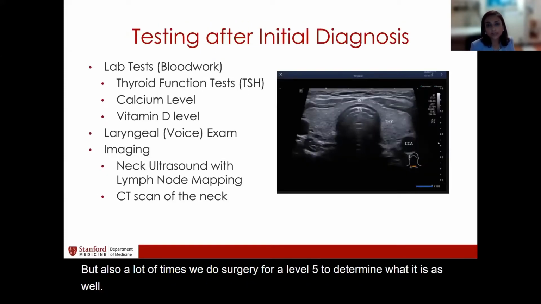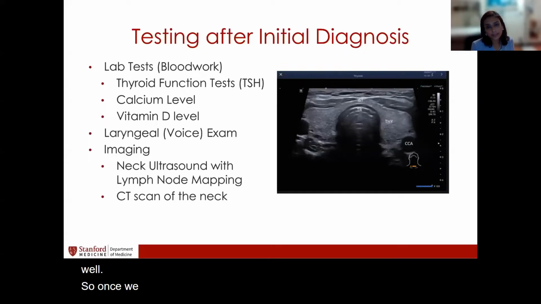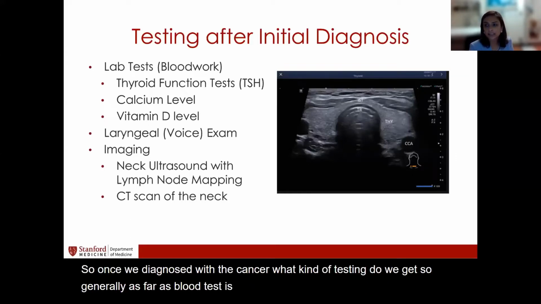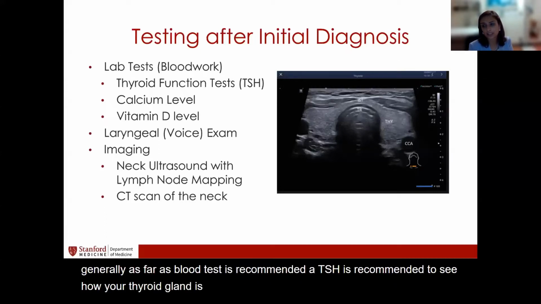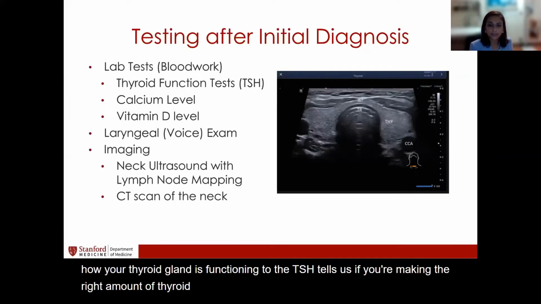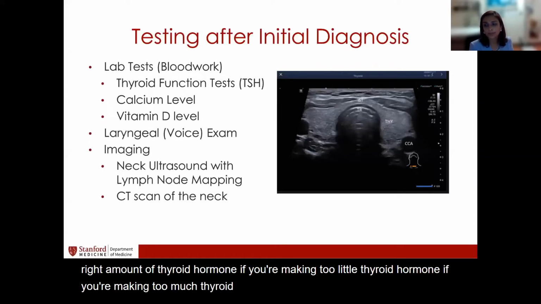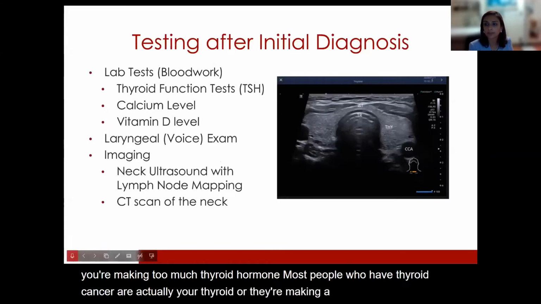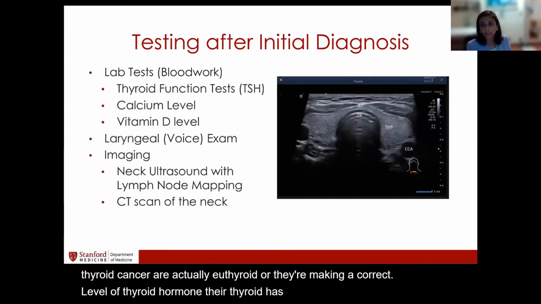So once we diagnose the cancer, what kind of testing do we get? Generally, as far as blood tests, a TSH is recommended to see how your thyroid gland is functioning. The TSH tells us if you're making the right amount of thyroid hormone, too little, or too much. Most people who have thyroid cancer are actually euthyroid, making a correct level of thyroid hormone. Their thyroid function has not been impacted by the cancer.